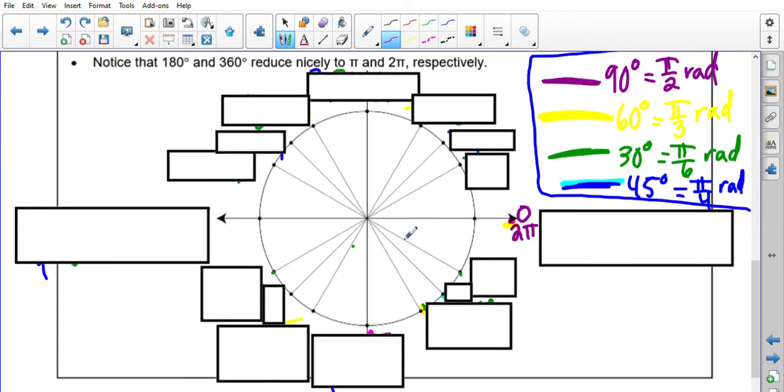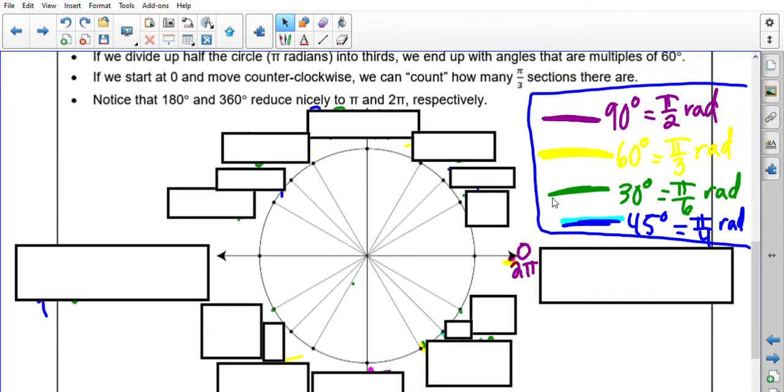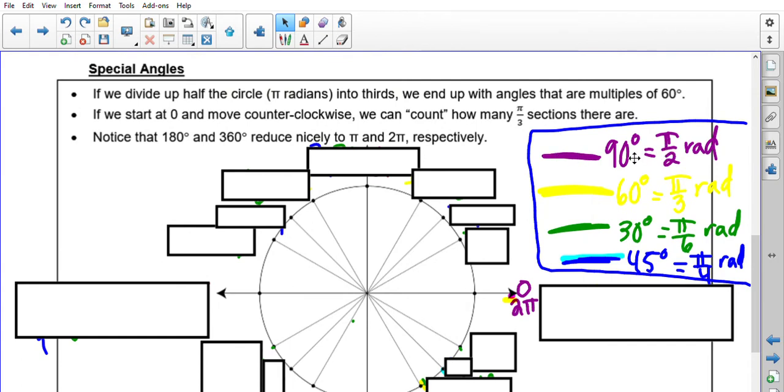And basically what we're doing today is just counting and reducing fractions based on what we know. All right, so we're going to start. Here we have 0, so 0 degrees and 0 radians. We're going to first go up by intervals of 90 degrees.